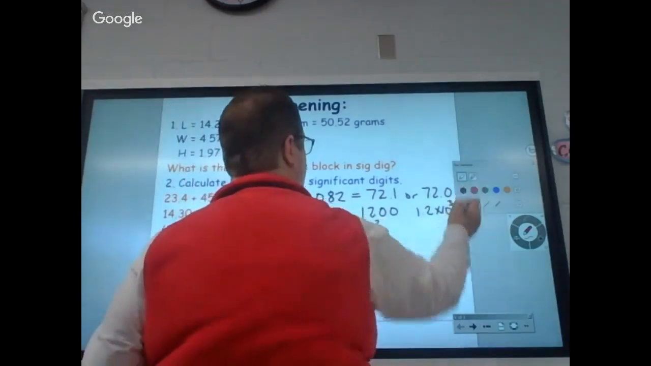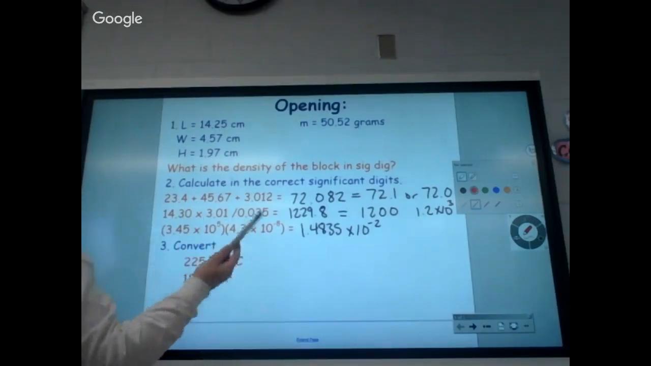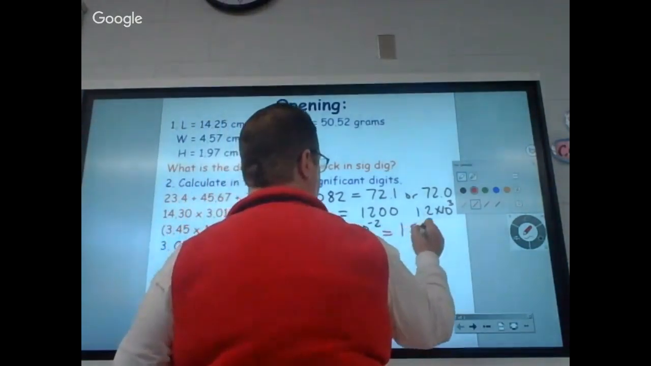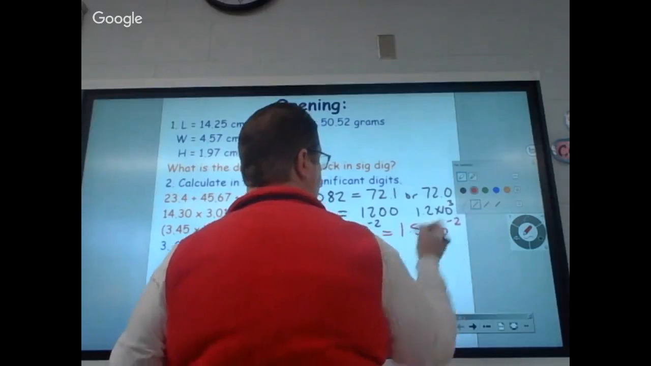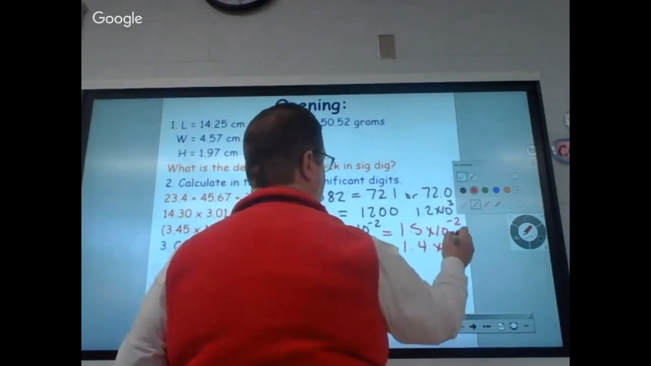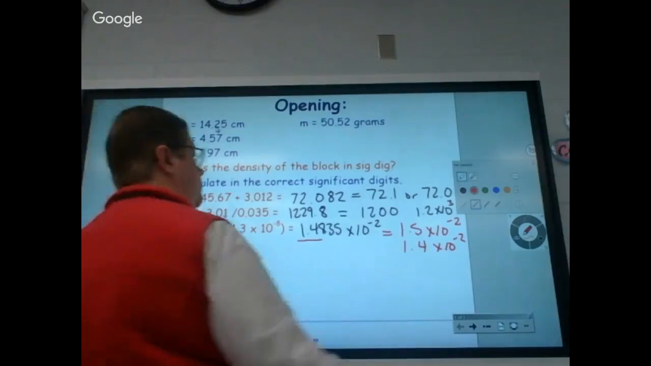All right, so we're doing this in scientific notation. We did what operation here? Multiplication. How many significant digits? 2. How many here? There's 3 here. How many here? So I need 2. So what did I round to? All right, 1.5 times 10 to the -2nd. If you did not, and you rounded to 1.4 times 10 to the -2nd, I will not mark it wrong. I will not.